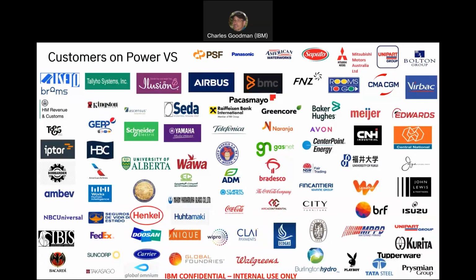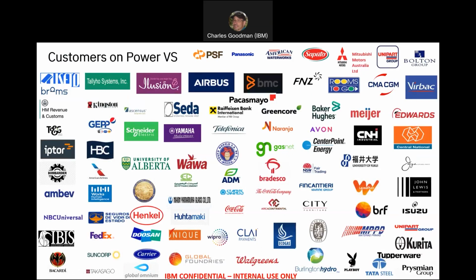Here are some of the customers that we have up on Power VS, and this is a huge list of customers. As I mentioned, there are over 500 customers that have moved their workloads to Power VS. We have everything from customers that are running their core mission critical applications, very large and complex environments, all the way down to small customers that only moved a part of their workload up.